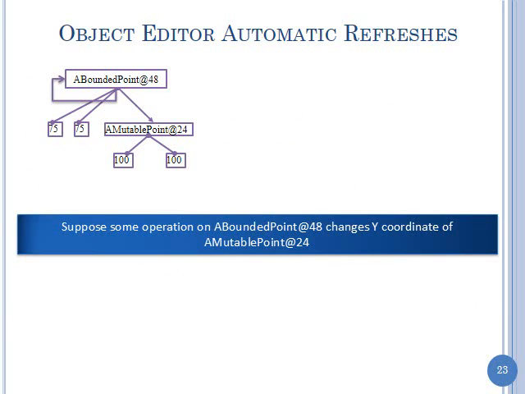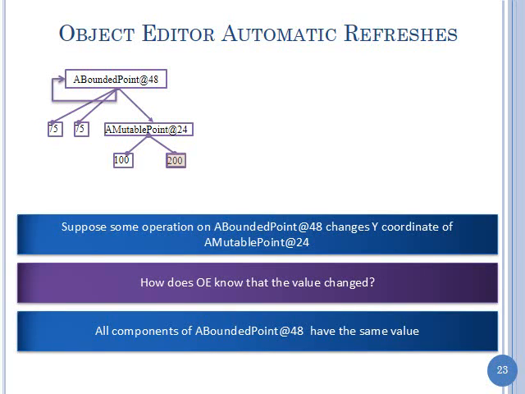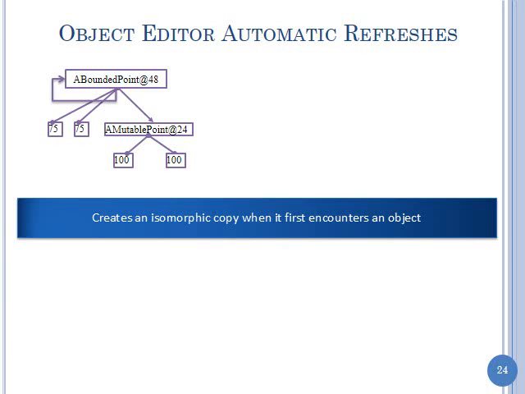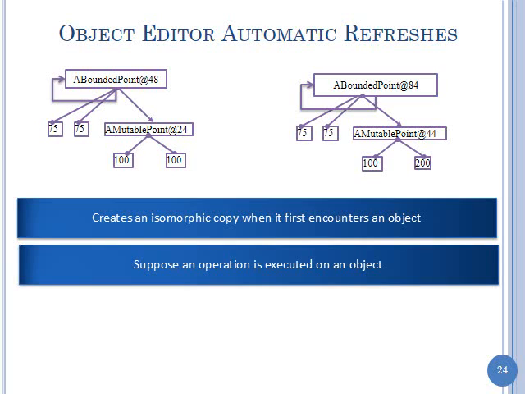So what's really going on is, supposing you go and change this 100 to 200. Okay, so I'm just looking at the top level object. This hasn't changed, this hasn't changed, this hasn't changed, so I might think nothing has changed. Unless I go and look recursively down, and to look recursively down, I have to know what existed earlier too. So how does OE know that the value changed? All components of a boundary point have the same value if I don't look. So it creates an isomorphic copy when it first encounters an object. And it can do that only if it's serializable.